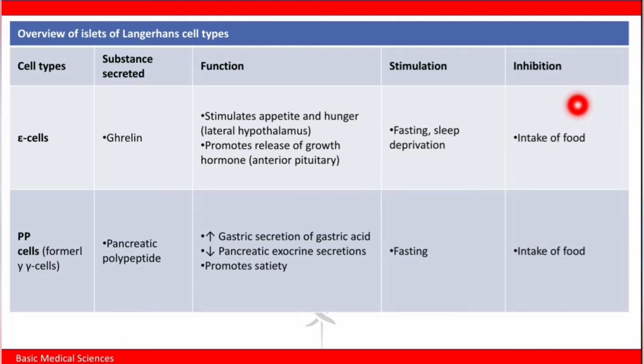And the last group are the PP cells, formerly known as the gamma cells, right? These produce pancreatic polypeptide, and the function of pancreatic polypeptide is increasing gastric secretion of gastric acid, decreasing pancreatic exocrine secretion, and promoting satiety, like you feel full, as opposed to hungry, right? So it's stimulated by fasting and is inhibited by intake of food, right? So almost the same as ghrelin.